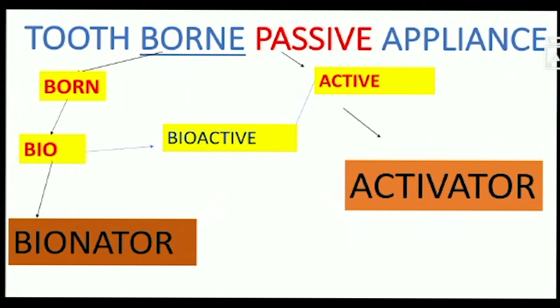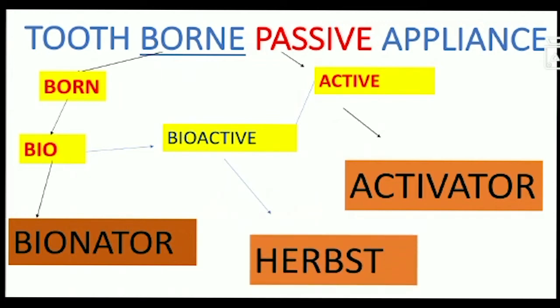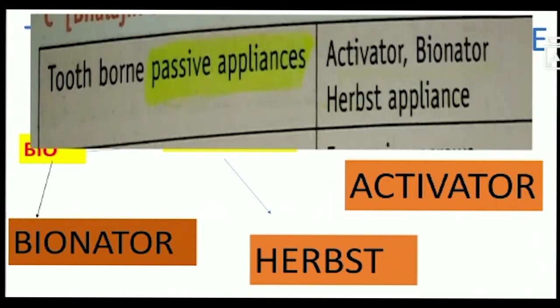Any kind of food we eat for our daily diet, the vegetables, the fruits, the rice, anything we eat, it all comes from the source of plants. So plants are also known as herbs. Herbs come into the category of plants. So here you can consider this as Herbst appliance. Under tooth-borne passive appliance we have activator, bionator and Herbst appliance.